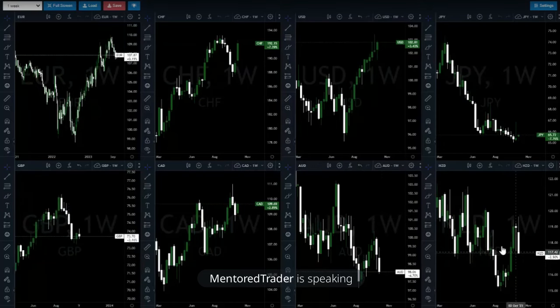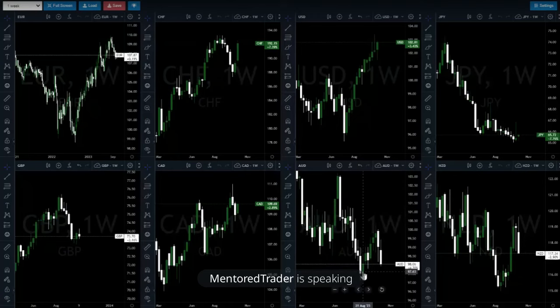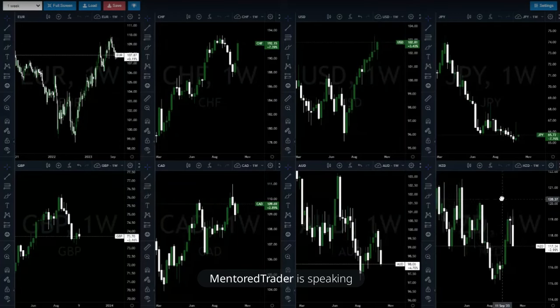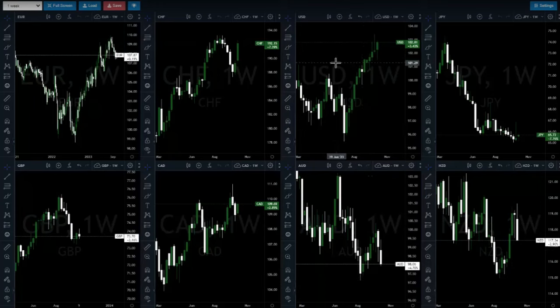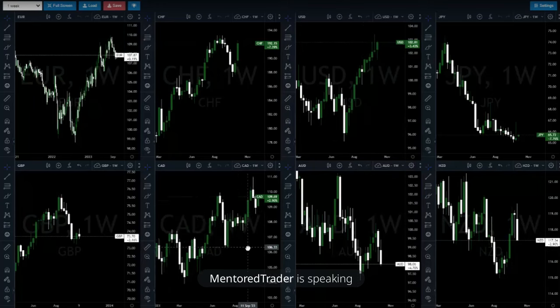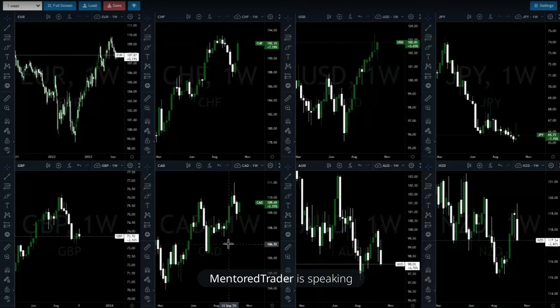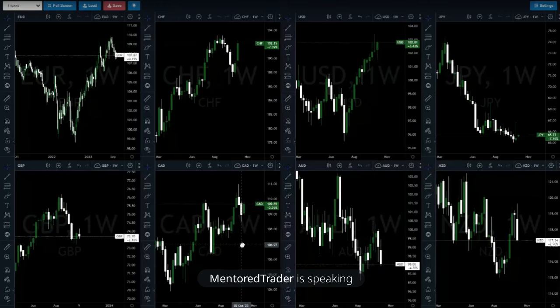So what was the AUD doing here? The AUD was consolidating back up, following the dollar's direction. What was NZD doing? NZD is in a downtrend, but consolidating back up, following the dollar's direction. What was the Canadian dollar doing? Well, the Canadian dollar was already up here. By the time this one started to buy, it was already doing its thing. So the Canadian dollar is out for now.